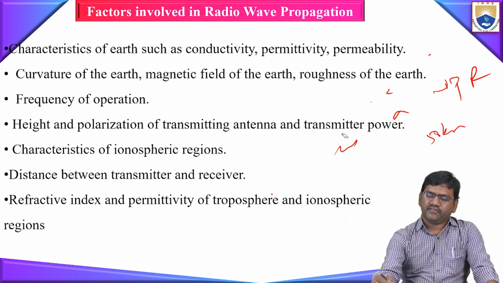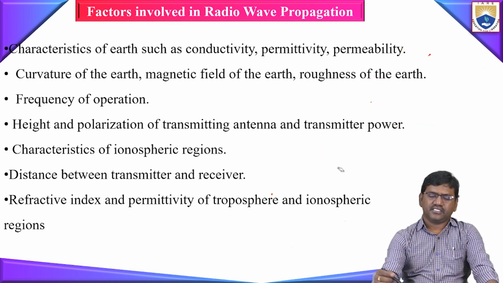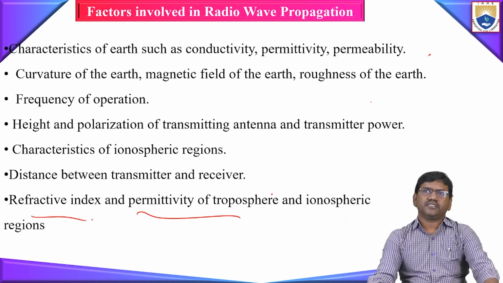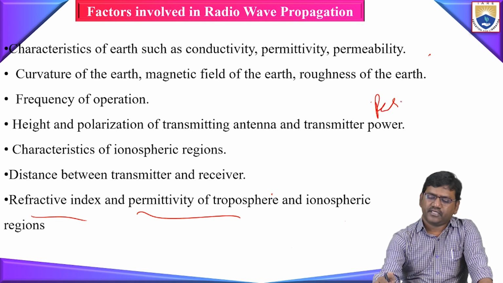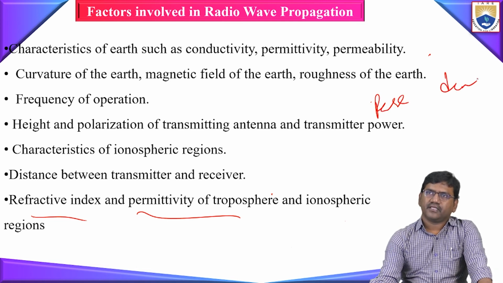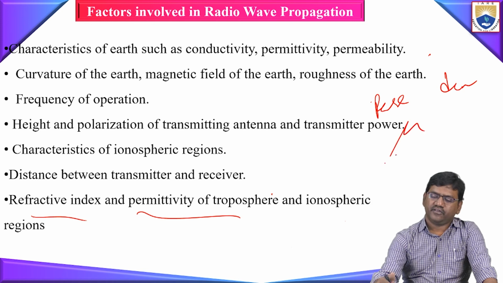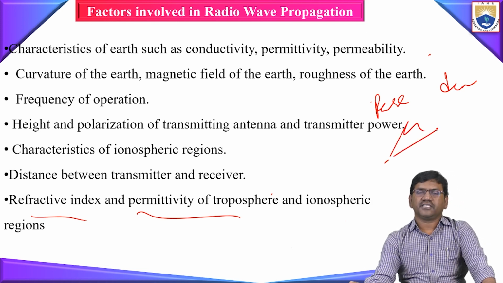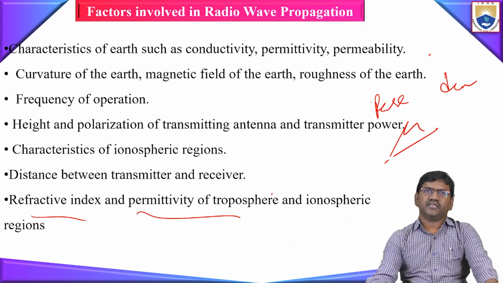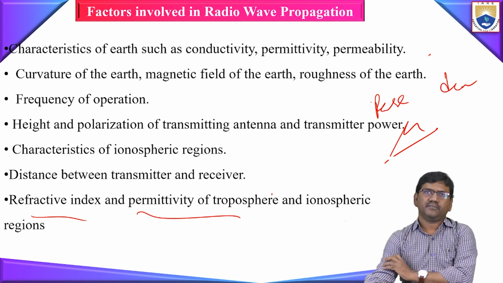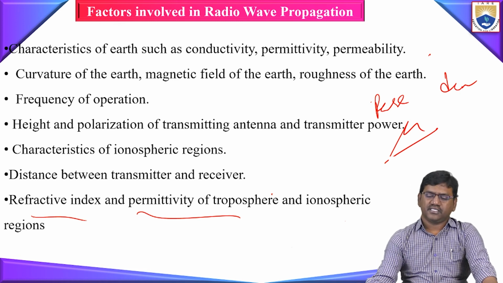Another parameter which will affect the signal strength is the refractive index and the permittivity of the troposphere. Whenever we transmit the signal from a rarer medium to a denser medium, the velocity of the electromagnetic wave signal will be reduced, and hence the refractive index mu will be varied. As the refractive index varies, definitely there is an impact on the loss of signal. That means the signal slightly bends due to the refraction.